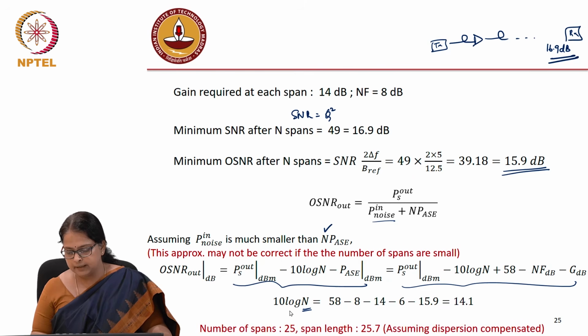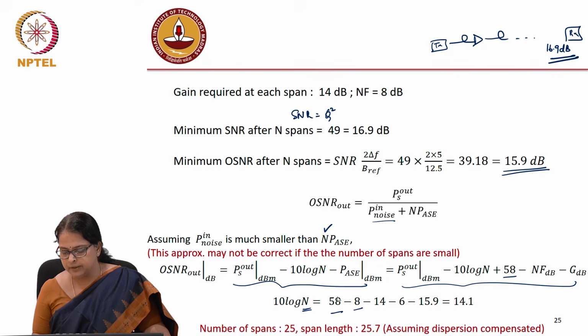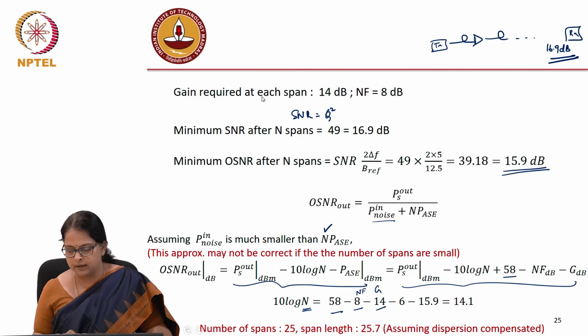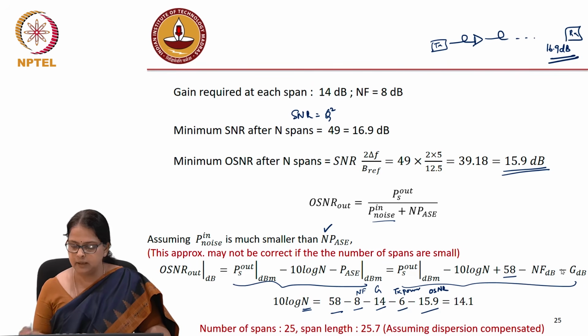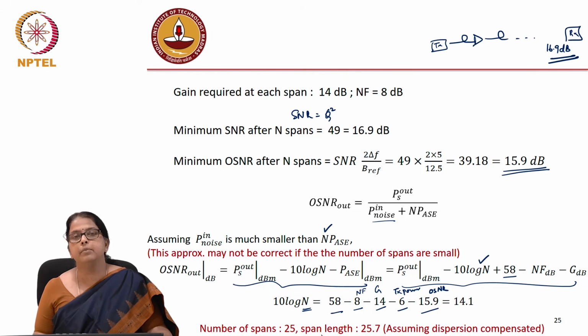So I can find that the number of spans is, this is 58, minus 8 is the noise figure of each EDFA, 14 is the gain required in each span, this is the transmit power, and this transmit power is compensated by the EDFA, so that's the same as P_S out, and minus 15.9 of course is the OSNR after each span. So it's just substitution in this equation. That will give me what is 10 log n. From that I calculate what is the number of spans that this system can support.